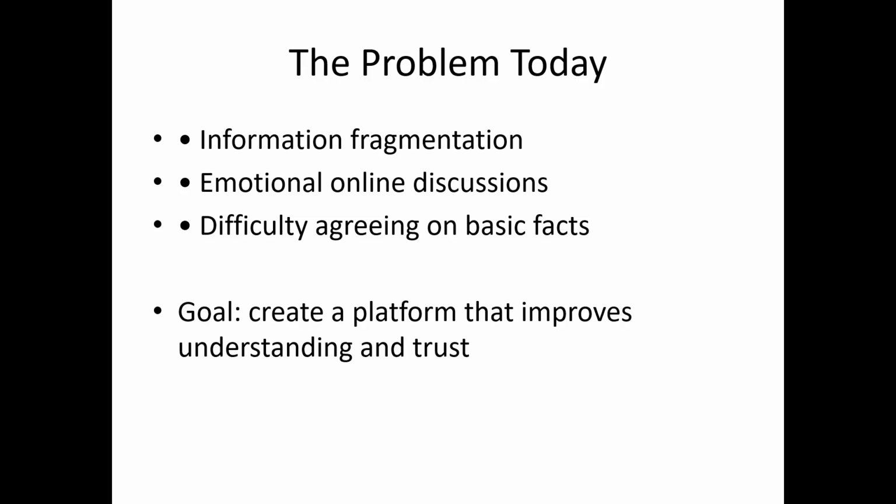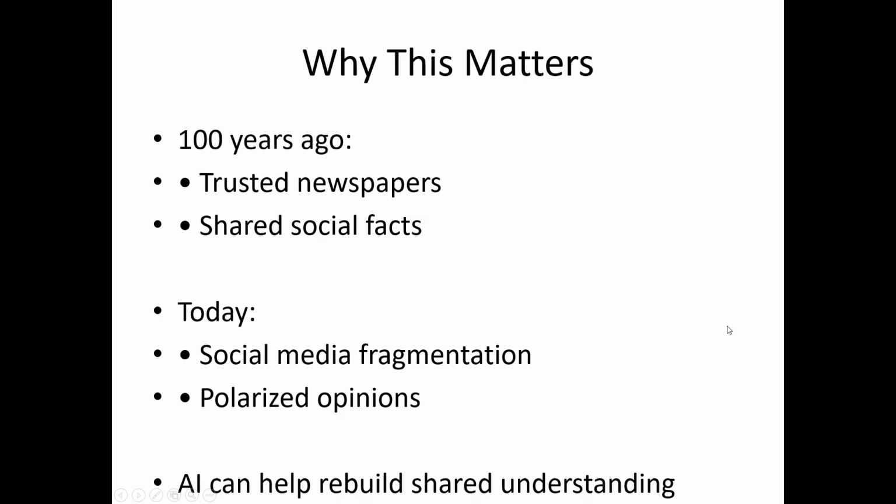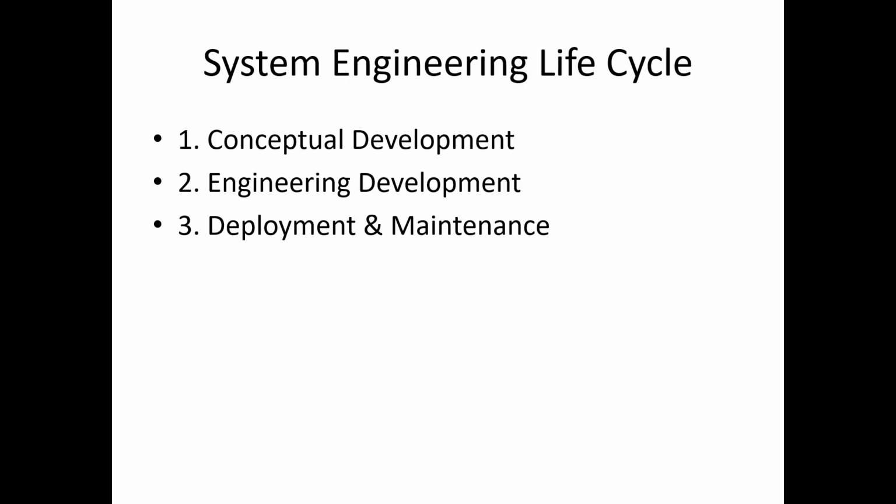Now let us look at the system engineering lifecycle. Development of the AI article Q&A system can be divided into three major stages. The first stage is conceptual development. In this stage, we analyze users' needs and define the basic system concept. The main user needs include understanding facts about social events, exploring different perspectives, and reducing emotional bias in discussions. Based on these needs, we define the core functions of the system.